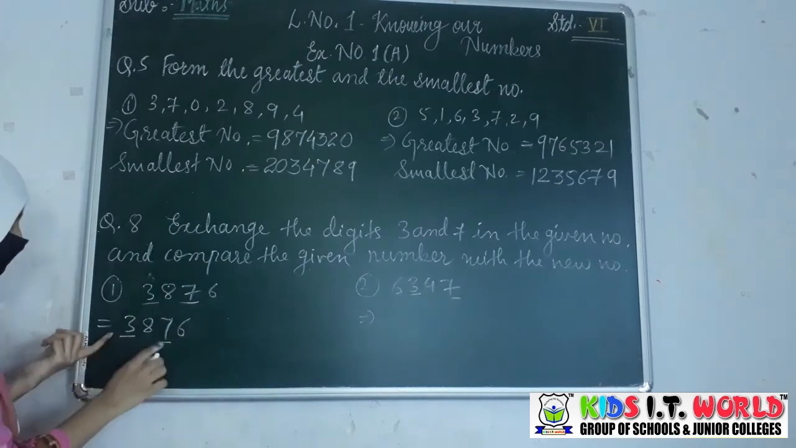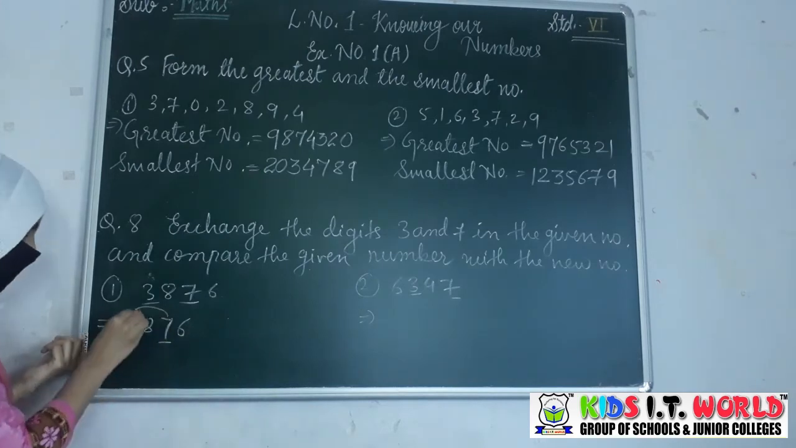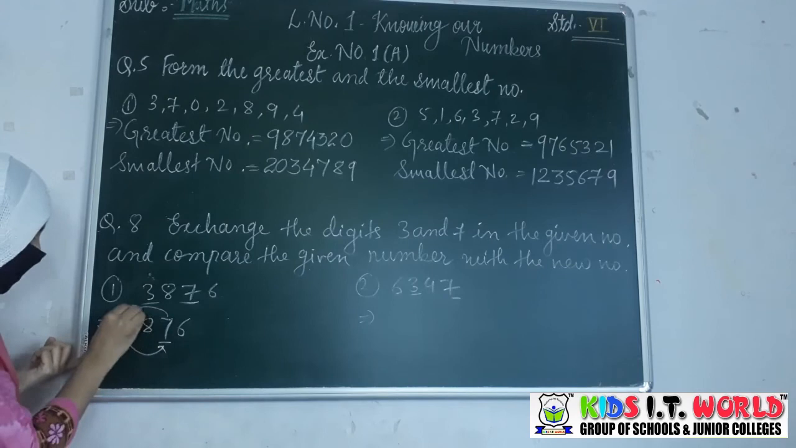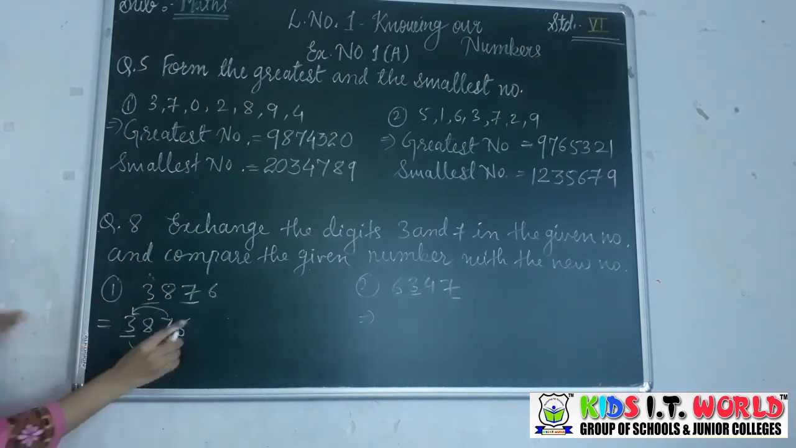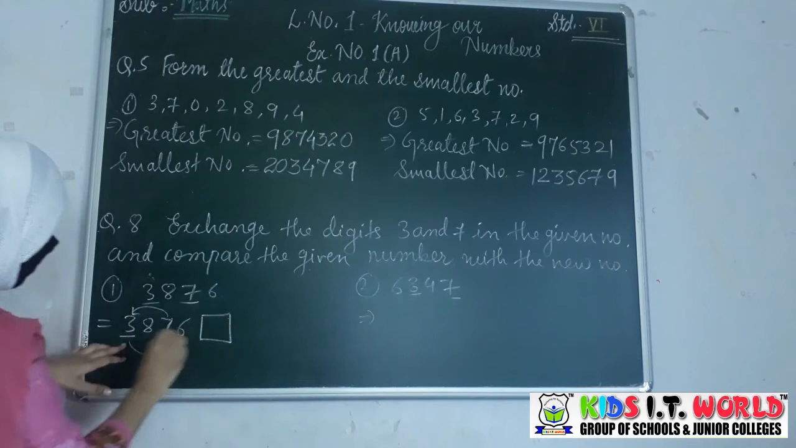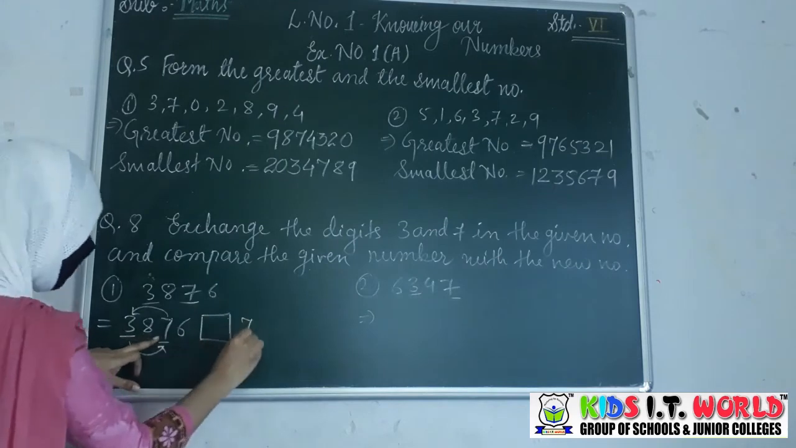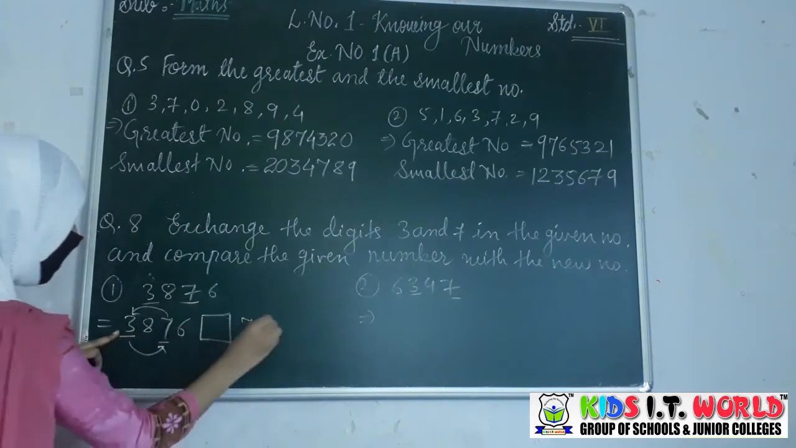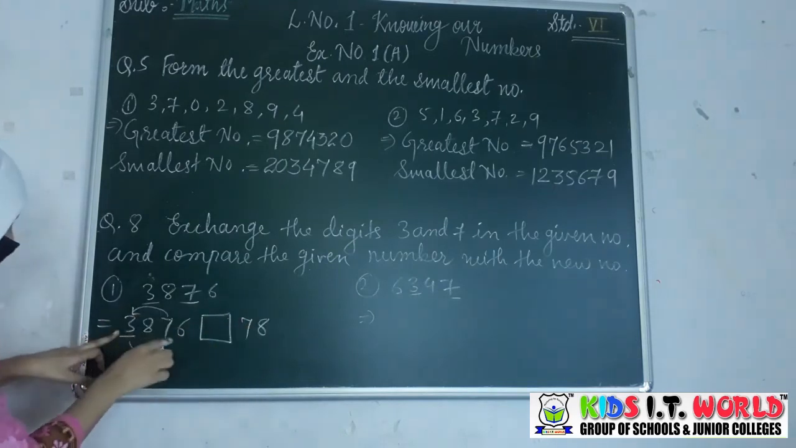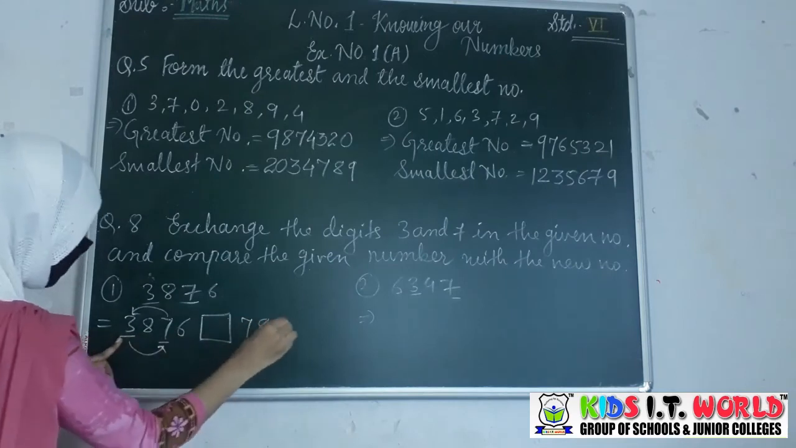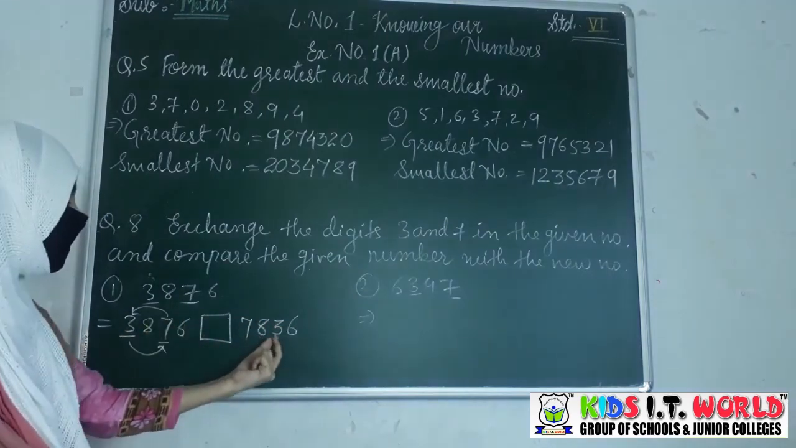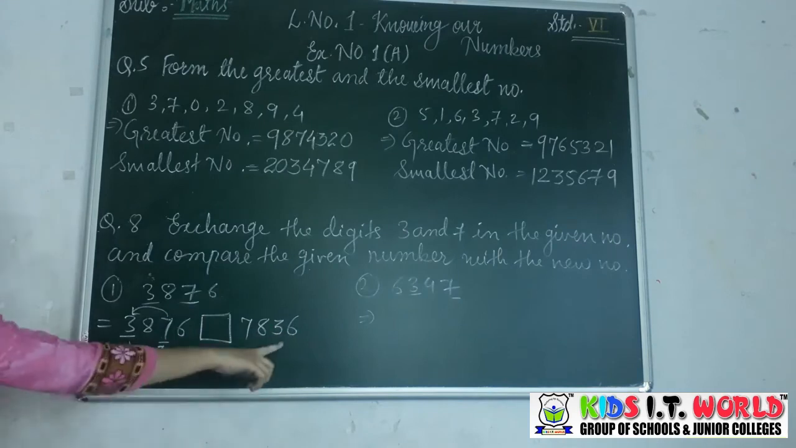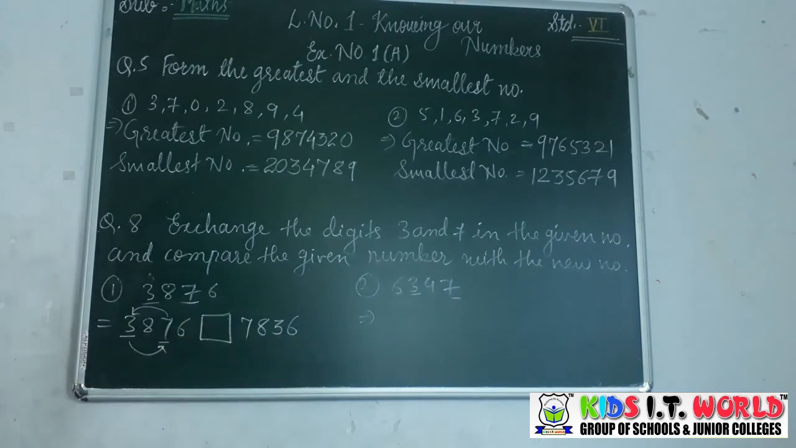So here if we change 7 by 3 and 3 by 7, you will take 7 on the third place and 3 on the 7th place. So what number will you get? The number will start from 7, then 8, then on the place of 7 you will take 3 and then 6. So you got the new number, that is 7,836.